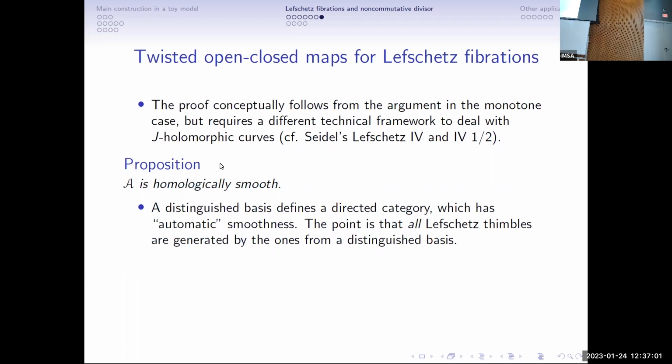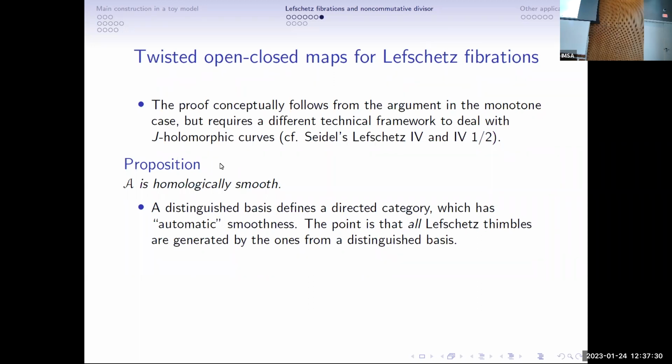So morally speaking, why is it true? The point is, if we choose a distinguished basis to define the Gaussian category, this category will be directed. And as you might be familiar with Beilinson's resolution of the diagonal in the derived category of P^n, this kind of exceptional collection gives us the resolution of the diagonal. And this more or less just uses directedness of the objects we have. So we have some sort of automatic smoothness provided by the directed category.